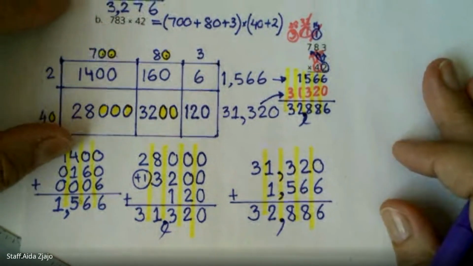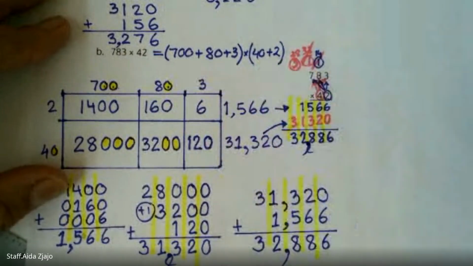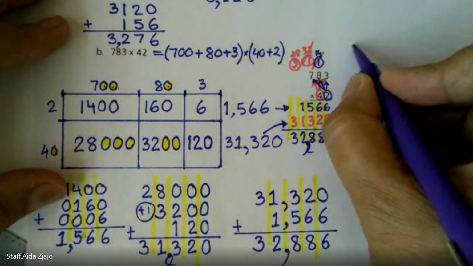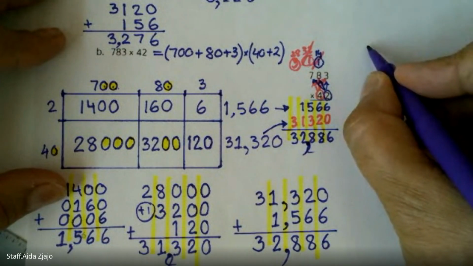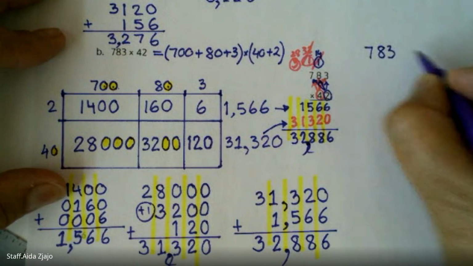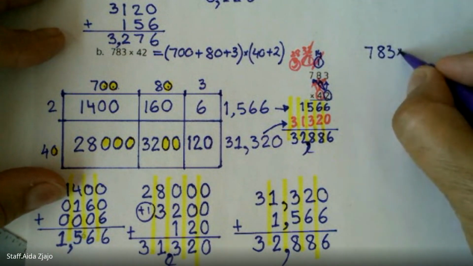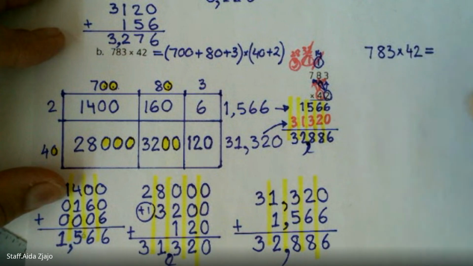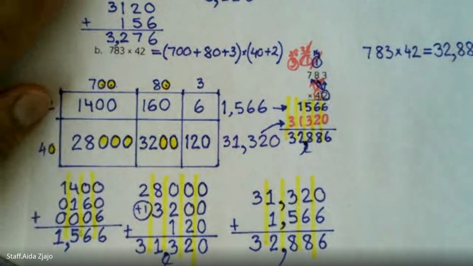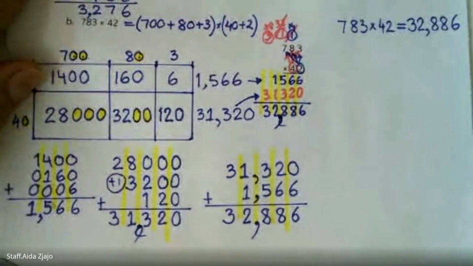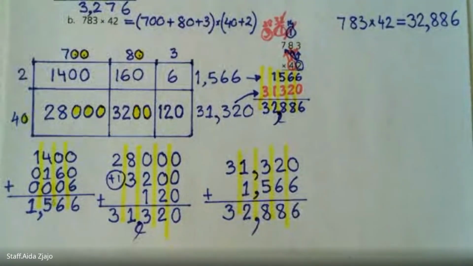I don't have room to write the answer right there, so I'm going to just move this and write again. 783 times 42 equals 32,886. And that is the 3-digit by 2-digit exit ticket, grade 5 mission 2 lesson 6 exit ticket.